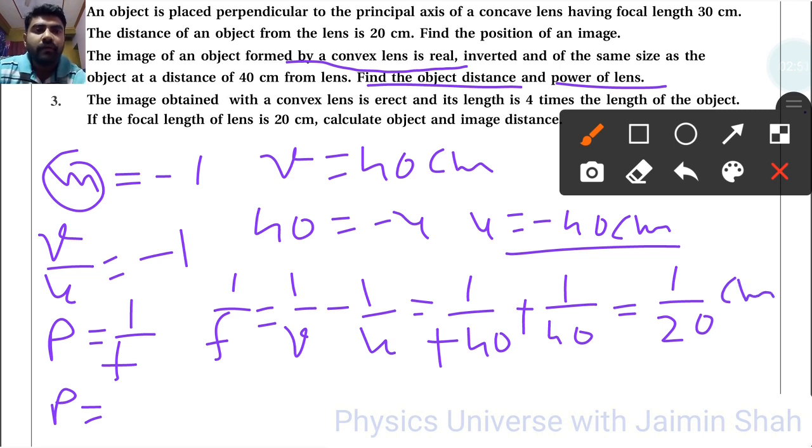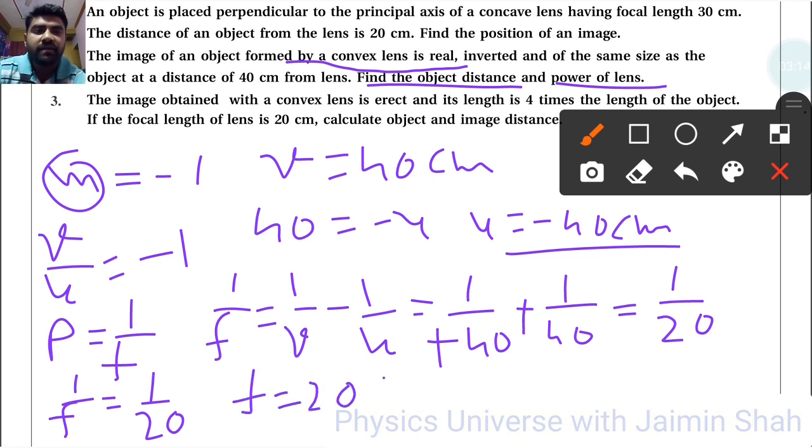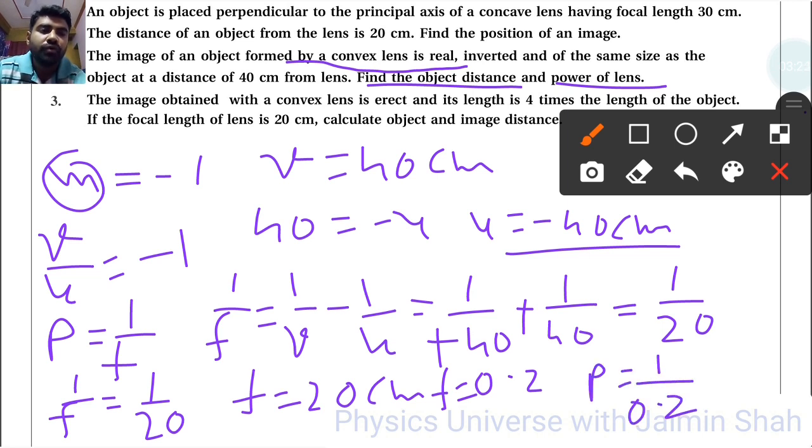Now first we have to convert this into meter. So 1 upon f is equal to 1 upon 20. To convert centimeter to meter we divide by 100. So f is equal to 20 centimeter upon 100, that will be 0.2. So f is equal to 0.2. Now power is equal to 1 upon f, that is 1 upon 0.2, that means 10 upon 2, 5 diopter. So our power is 5 diopter.